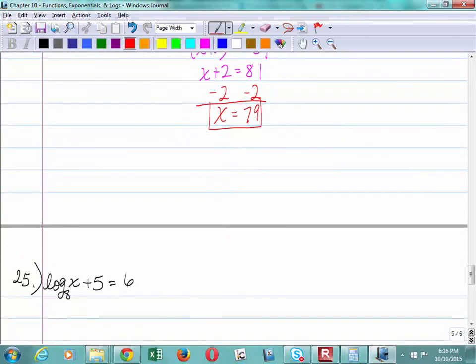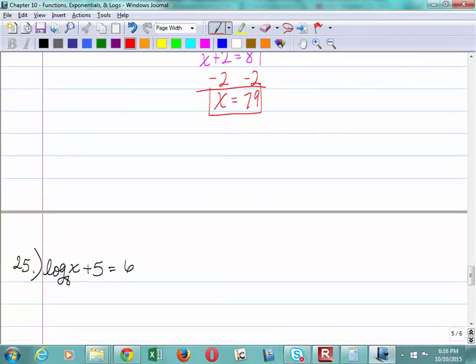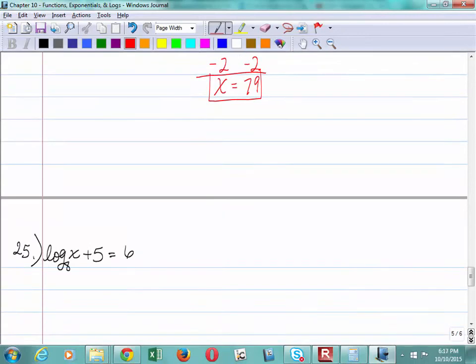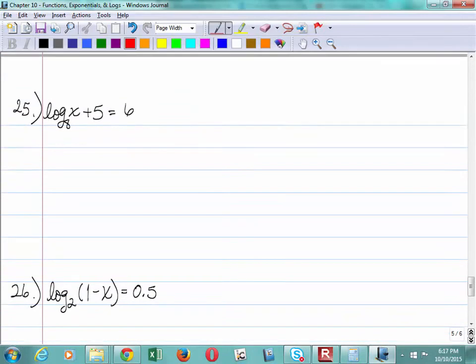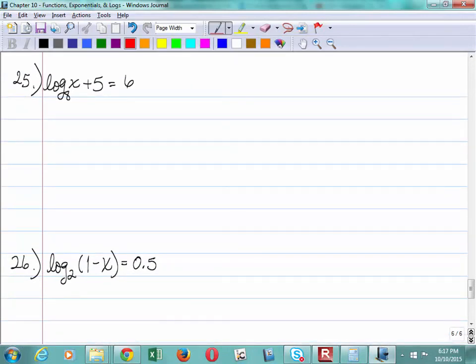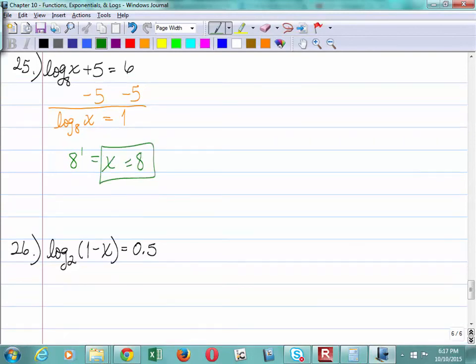And then on number 25, we have log base 8 of x plus 5 equals 6. So in this case, the plus 5 is not part of the argument of the log because there's no parentheses around x plus 5. So we would just start by subtracting 5 from both sides. So log base 8 of x is equal to 1. And then we would just write 8 to the first power equals x. So in other words, x is equal to 8.